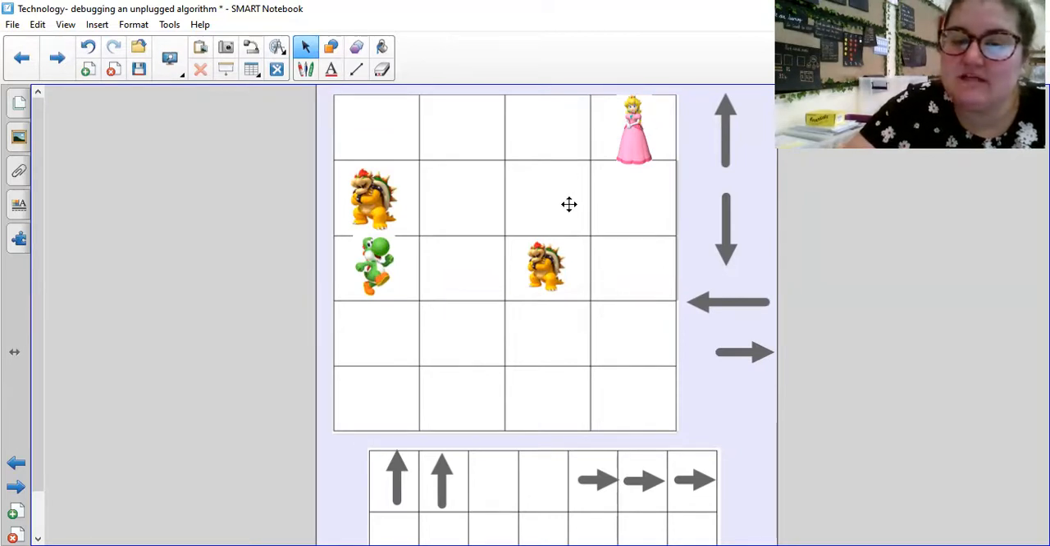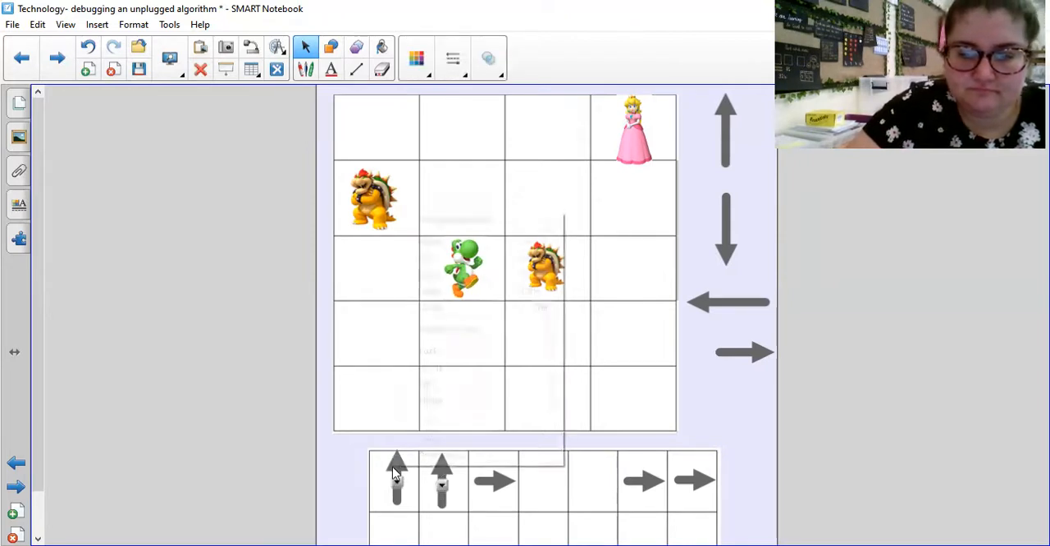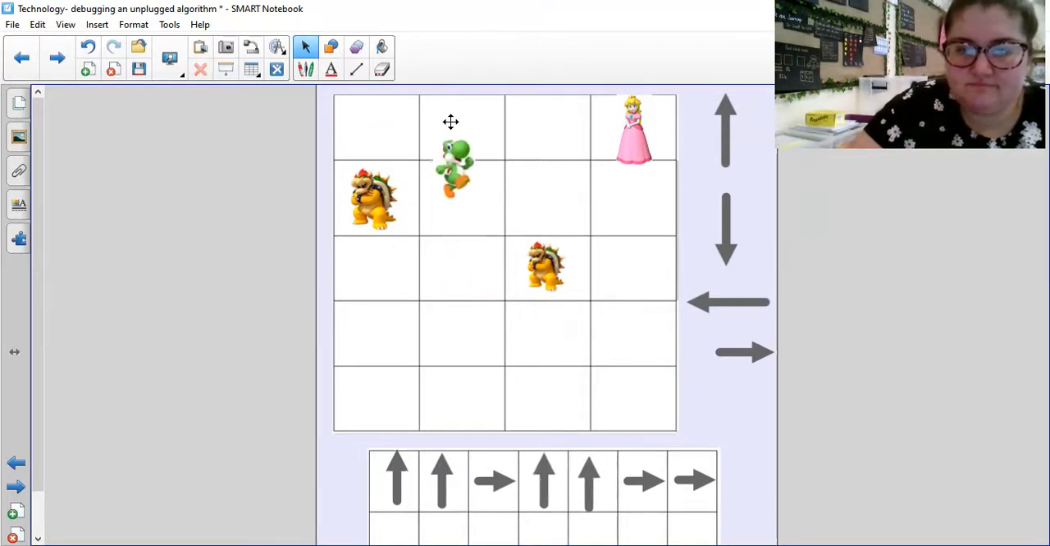So I'm going to go right, okay? But I'm not going to go right 3 times like the algorithm stated, because if I go right any more than once, I'm going to bump into Bowser again, okay? And I've gone right once, and now I'm going to go up twice. So I've gone up twice. There we go. And now I can go right twice to make my way to Peach.